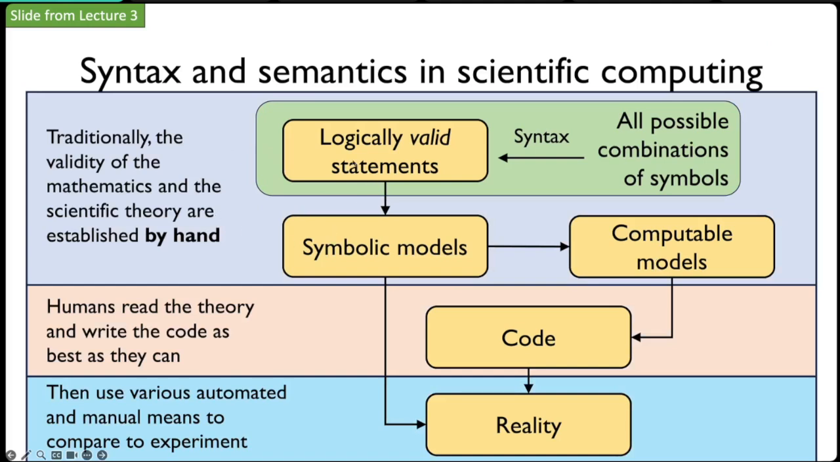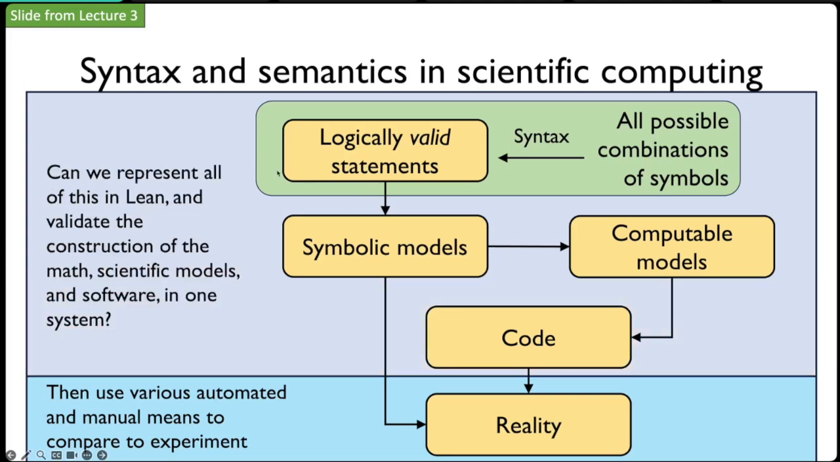And traditionally, all of this is done by hand as you derive a new theory or prove a new mathematical statement. Then humans write code for software as best as they can, and then check whether that code and the scientific model itself comports with reality in some way. And we are trying to represent all of these things in Lean and validate the construction of math, scientific models, and software all in one system.